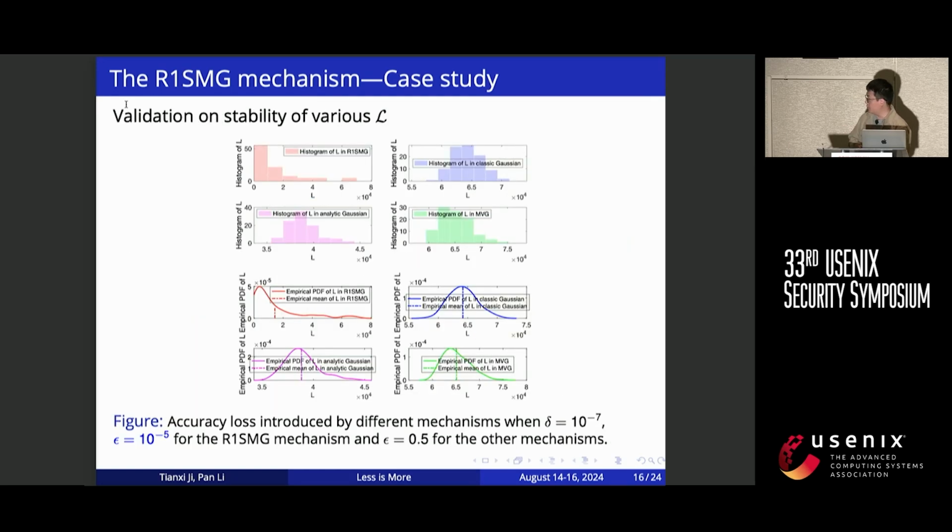And we also empirically evaluate the stability, and you can see our empirical PDF plotted in red has much of its mass concentrated to the left, and the right tail is very long. In comparison, all the other curves have a bell shape, and the mass is concentrated in the center. That means in our scheme, it is less likely to generate a noise with large magnitude.